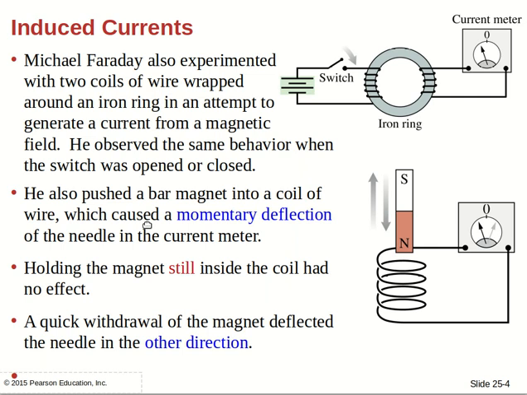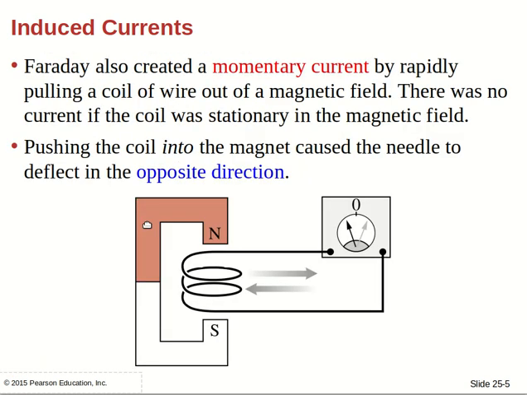So for example, when he pushed the magnet down into the coil, the meter would deflect in one direction, and when he removed it from the coil, the needle would deflect in the other direction. And so there again is a phenomenon that's based on something changing, producing an induced current.